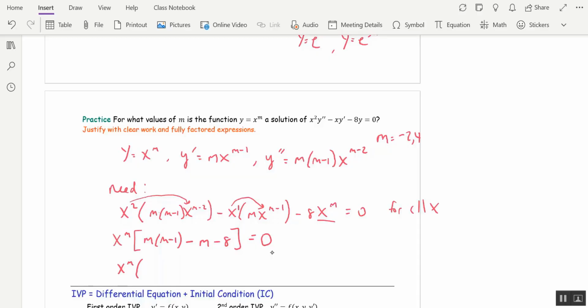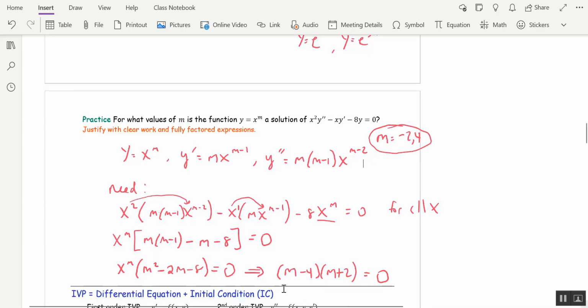Now let's expand this. This is m squared minus 2m minus 8, that's 0 for all x, if and only if, or this implies that this guy has to be 0. And let's factor that guy. That's m minus 4, m plus 2, that's 0. So that's how I got -2 and 4.